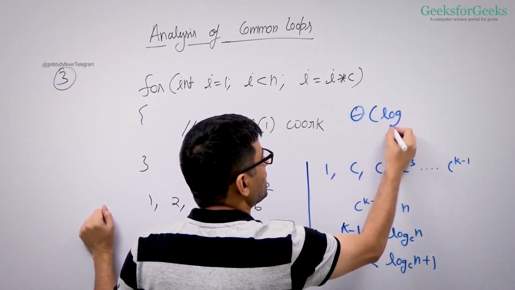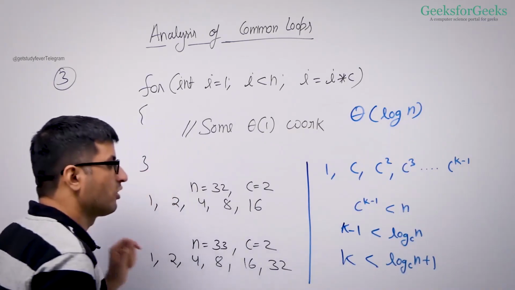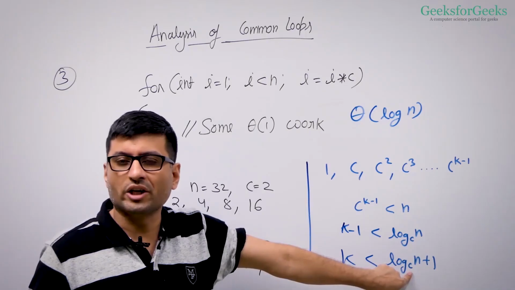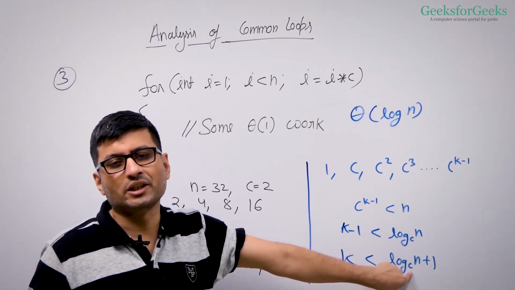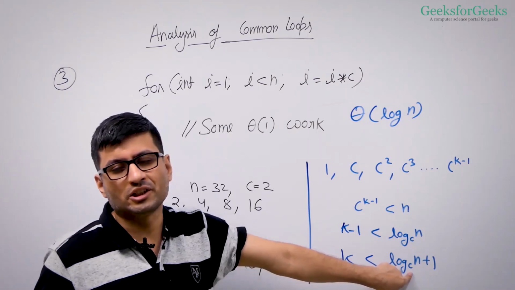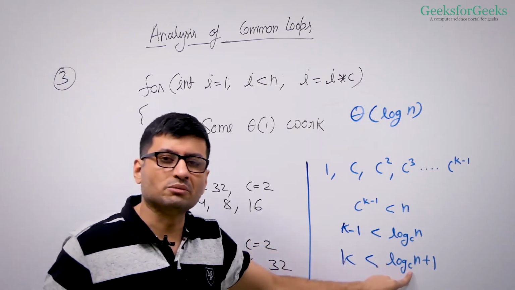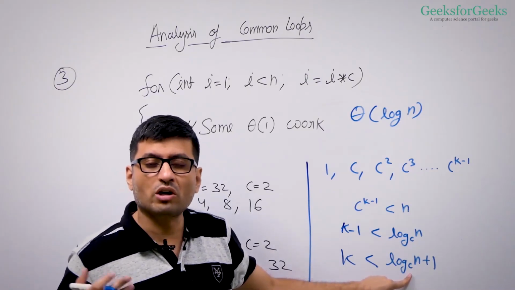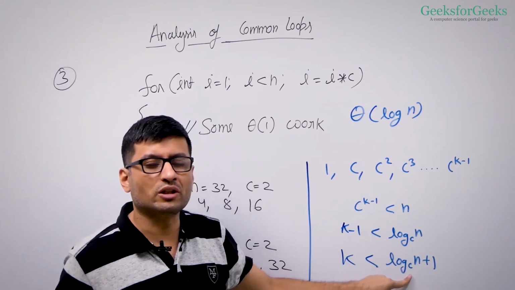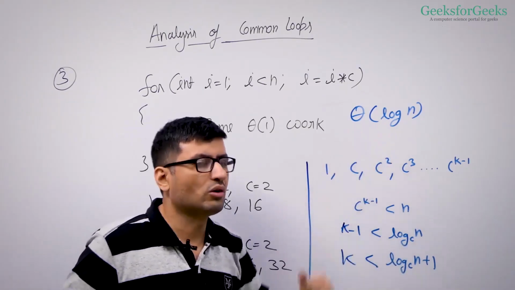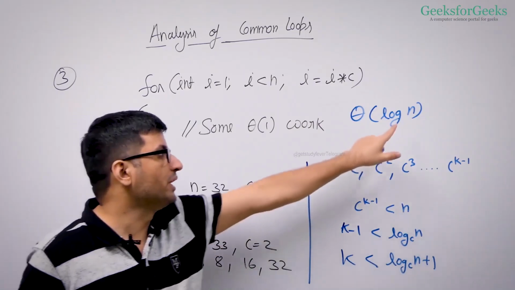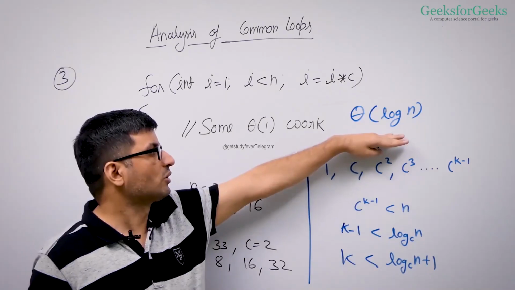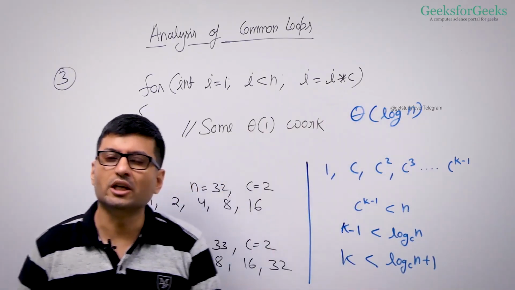And please remember one thing, the base of log does not matter. If your base is 2, you can convert it to base 10 or any other number, 100 or 50, by just doing some multiplications and divisions with some constant values. And in asymptotic analysis, in order of growth analysis, constants do not matter. Lower order terms do not matter. Constants of leading order terms also do not matter. So we say the order of growth of this is theta log n. The base of log does not matter. It can be 2, it can be 10, it can be 100. So the order of growth of this particular loop is theta log n.